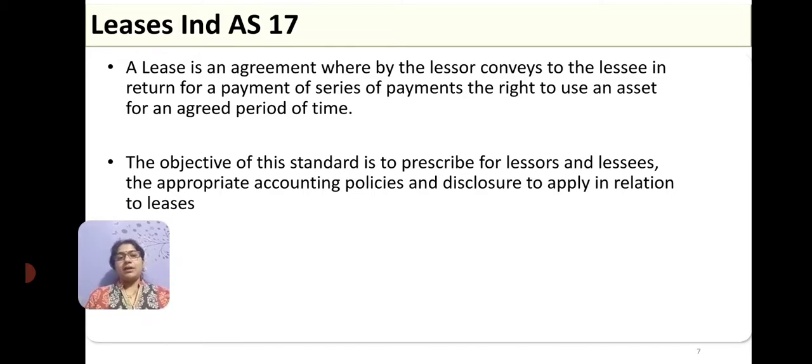That means if an individual has an asset with him, say a machinery, and the other person wants to use it but doesn't have the money to buy the machinery, then he can lease the machinery from the owner, and in return he has to make some lease payments. The owner of the asset, the one who is leasing his asset, is called the leaser, and the person who is getting the asset on lease is called the leasee. Ind AS 17 prescribes the accounting treatment when the leaser and leasee record the transaction in the books of accounts.